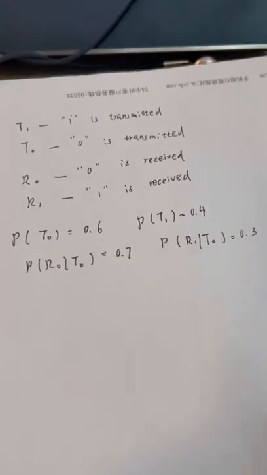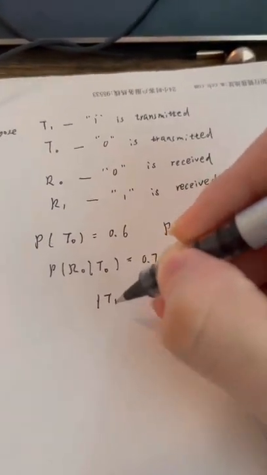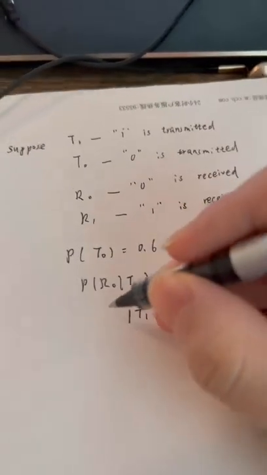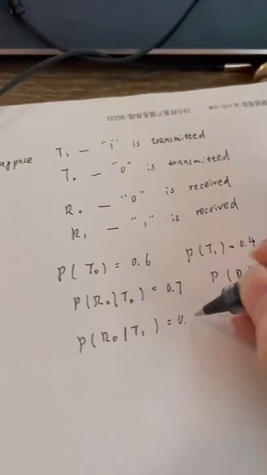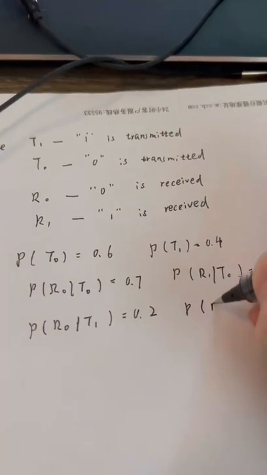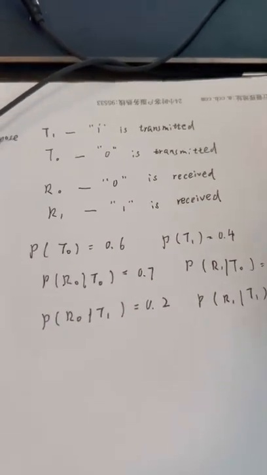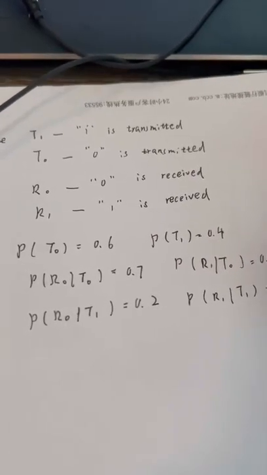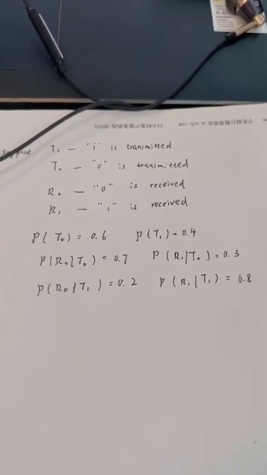And when digital 1 is transmitted, so under the condition T1, the receiver receives digital 0, the event R0. The probability of it is 0.2. And finally, we have P(R1) under condition T1, which has a probability of 0.8. So that's all the probabilities we have got for this question, and then we can find the solution of the 2 sub-questions.